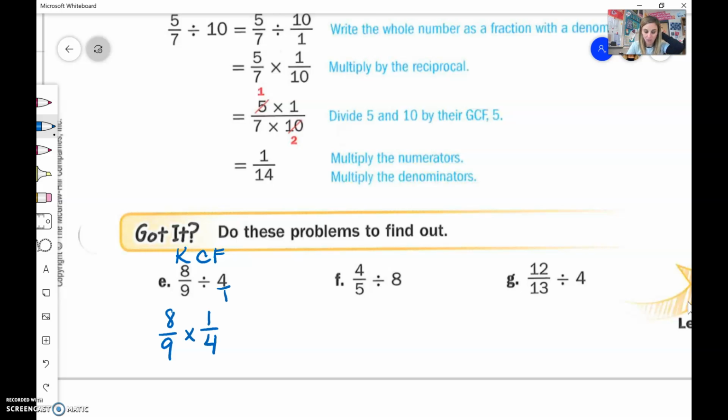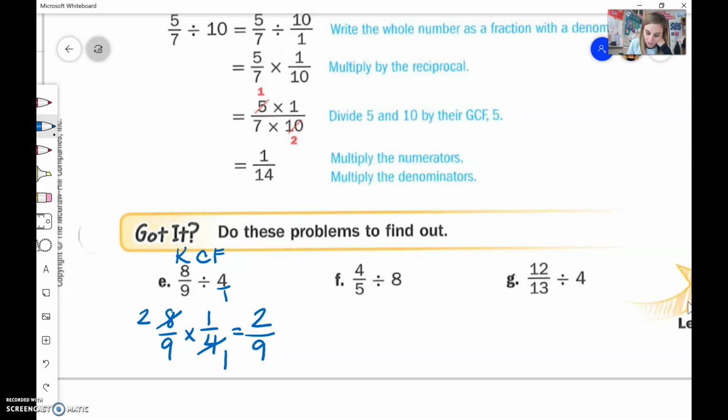Too many times, 6th graders, this is where kids are going to make a mistake. They're going to leave it as 4/1. And guess what? There will probably be an answer choice on your quiz or your test that will look exactly like that. So make sure that you flip that second one. So we know that each of those can be divided by 4. 4 divided by 4 is 1. 8 divided by 4 is 2. I'm going to multiply across. 2 times 1 is 2. 9 times 1 is 9. I get 2/9, and that is simplified because they do not have a common factor.